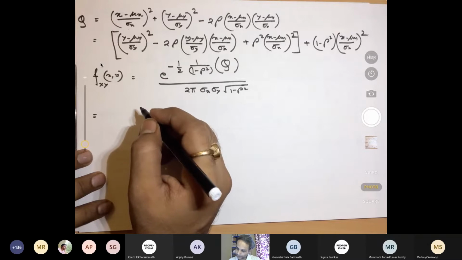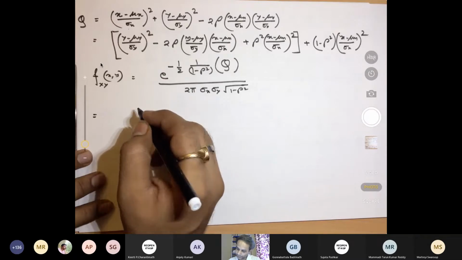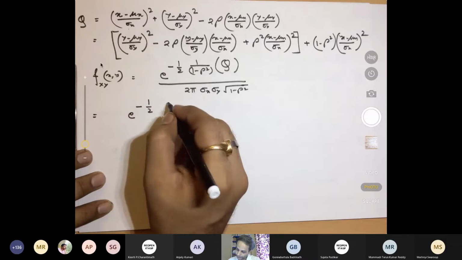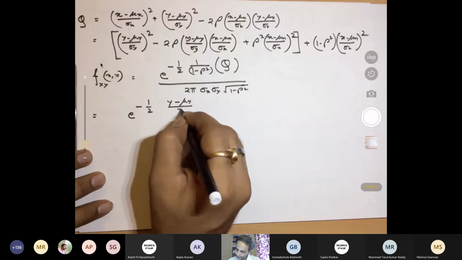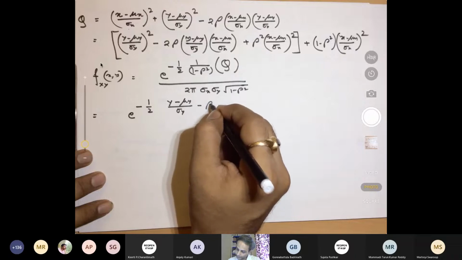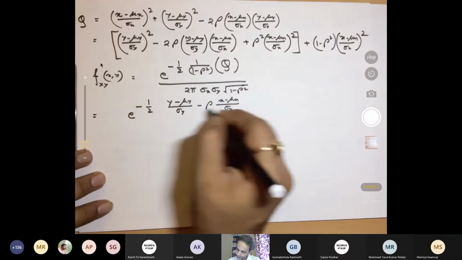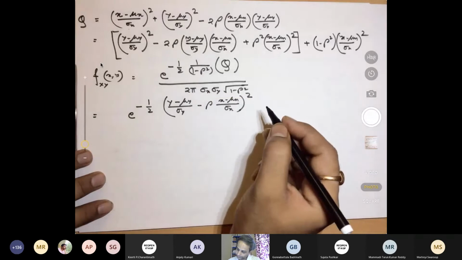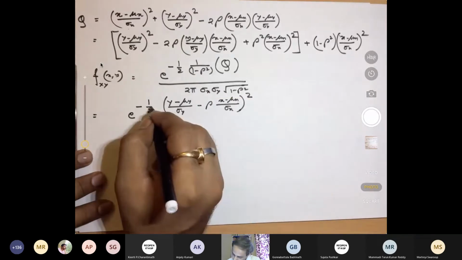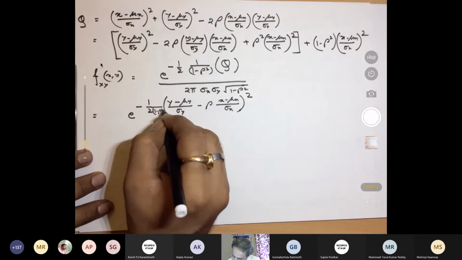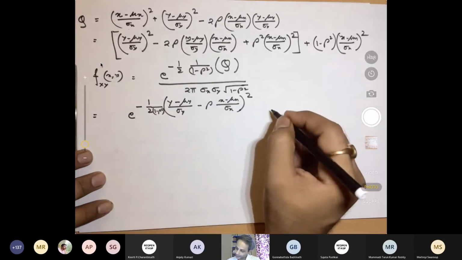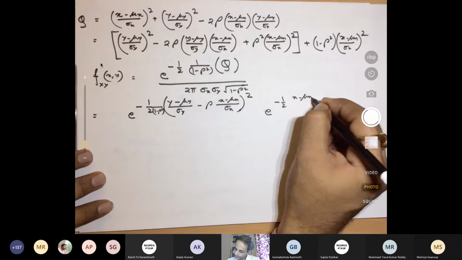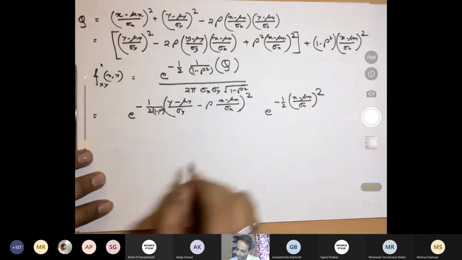So this is e to the power minus half, y minus mu y by sigma y minus rho x minus mu x by sigma x, this quantity square, should adjust it with 1 minus rho square, and another part, e to the power minus half x minus mu x by sigma x whole square.